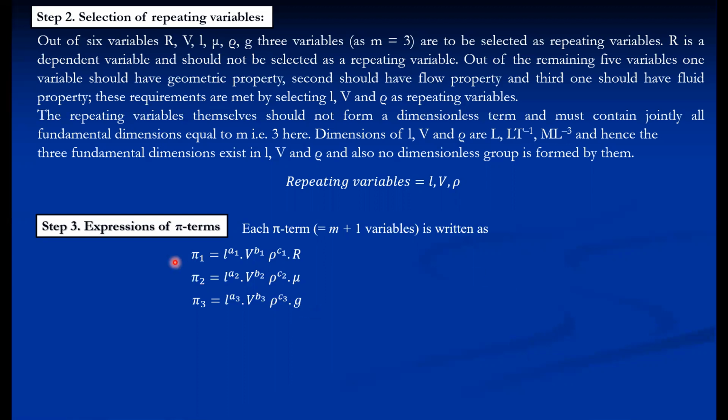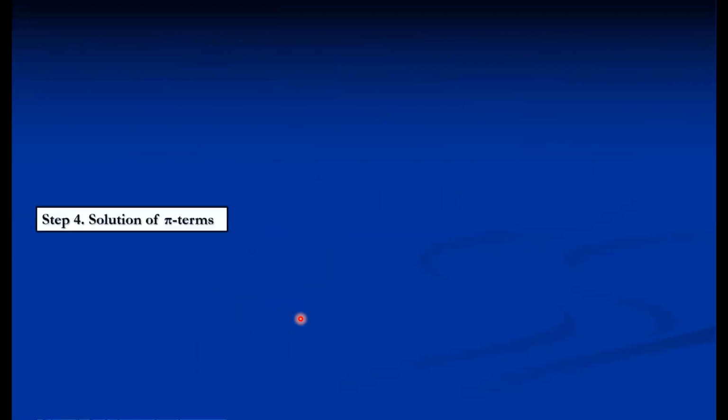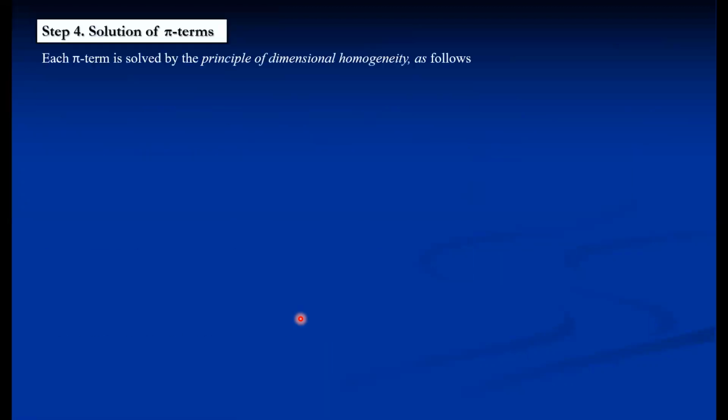Now we solve these pi terms for calculation of the constants A1, B1, C1, A2, B2, C2, etc. by using the principle of dimensional homogeneity. Now, solution of pi terms. Each pi term is solved by the principle of dimensional homogeneity as follows. So the first pi term we consider, pi 1, is equal to L raised to A1, V raised to B1, rho raised to C1.